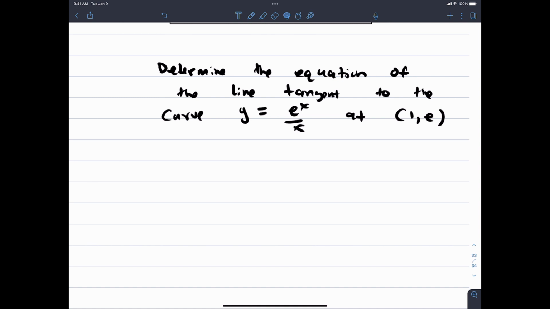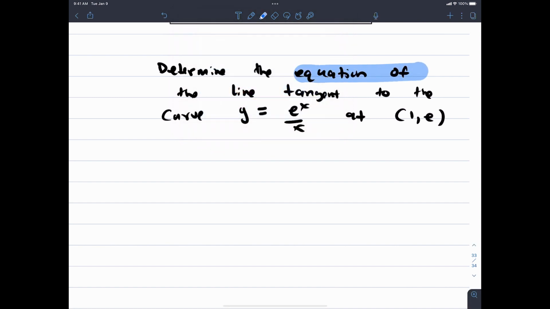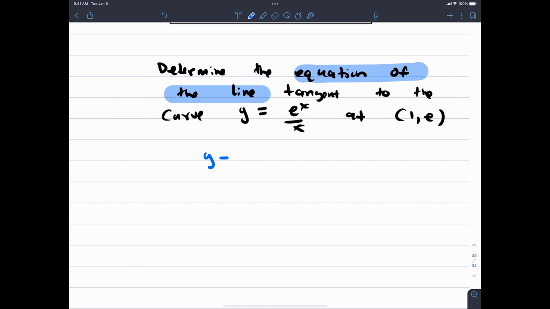How do you guys find that? Do you guys remember from Calculus 1? What is that? I want you to find the equation of the line. Well, algebra, what is this? Algebraically speaking. Close. y minus y1 equals m times x minus x1. That's the equation of the line formula.